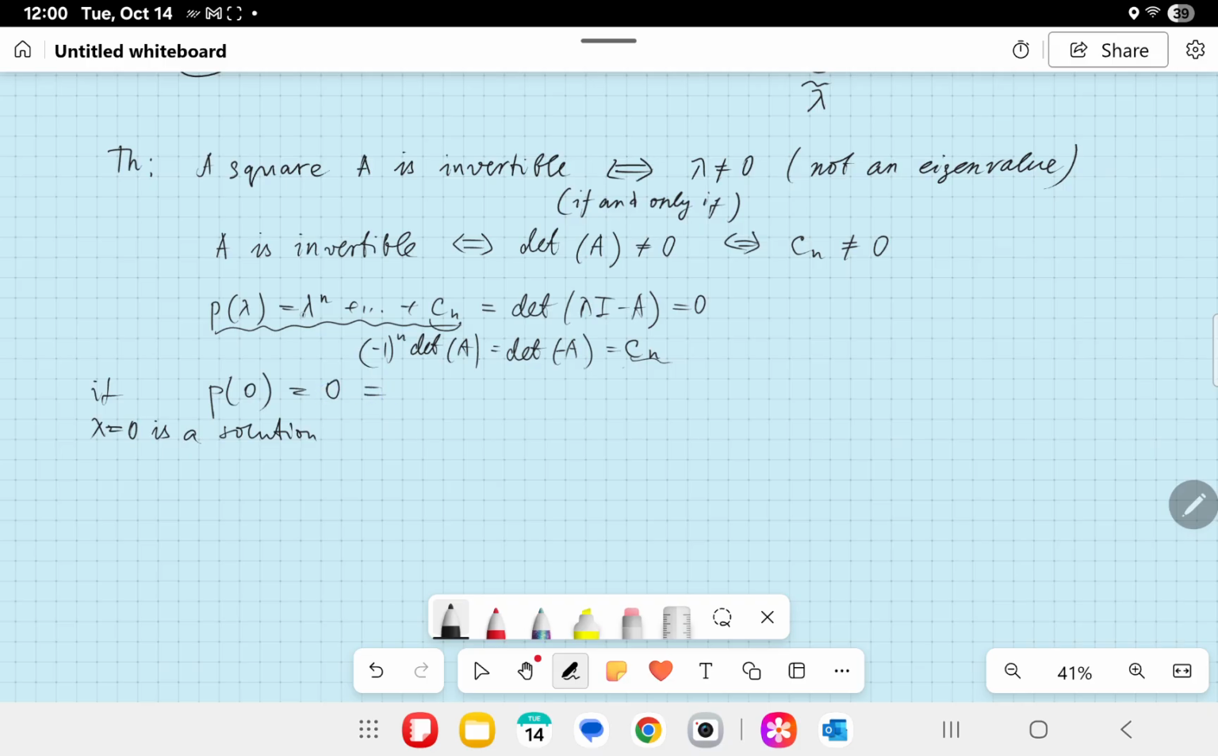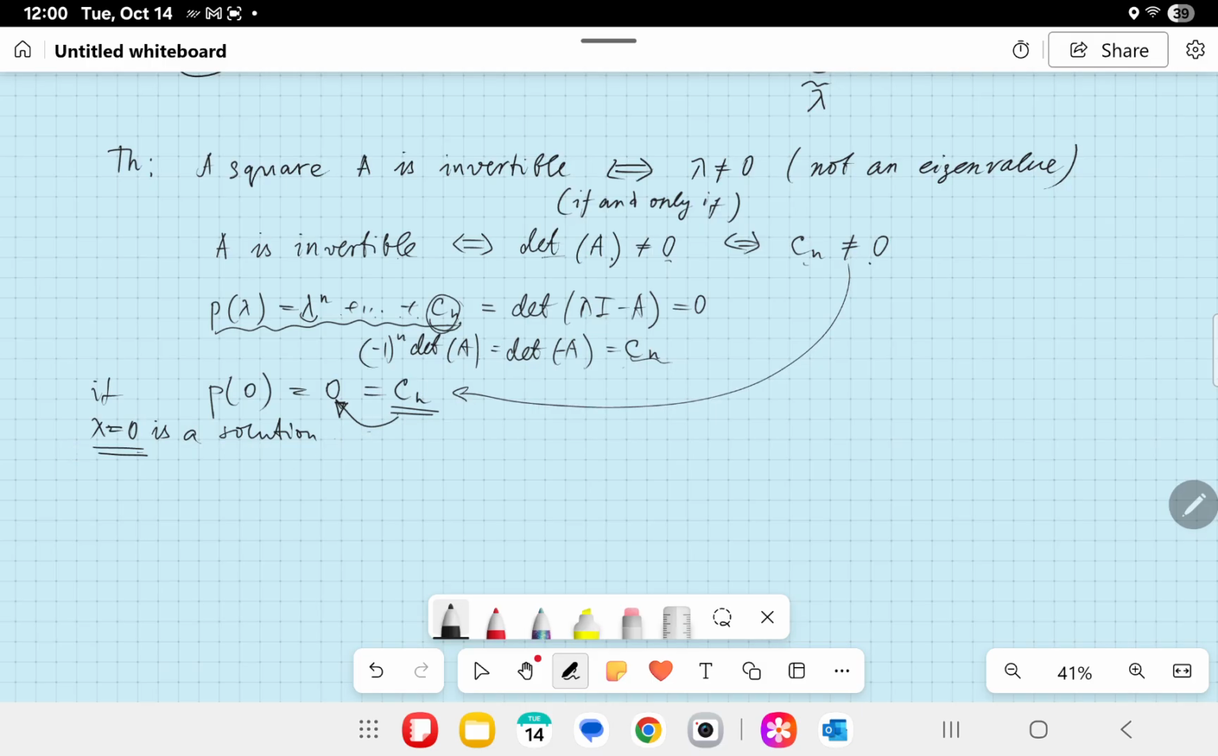But if you plug in 0 for all these lambdas, you are going to get cn, the last term, which is not multiplied by any lambda. So if 0 is a solution, then cn must be equal to 0. But if the matrix is invertible, then the determinant is not equal to 0, so cn is not equal to 0. And then lambda equals 0 is not going to be a solution. Not equal to 0 means that it's not a solution.